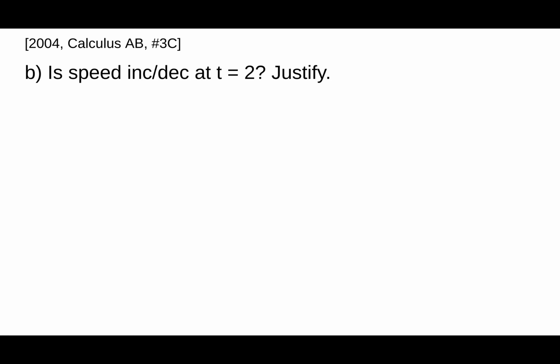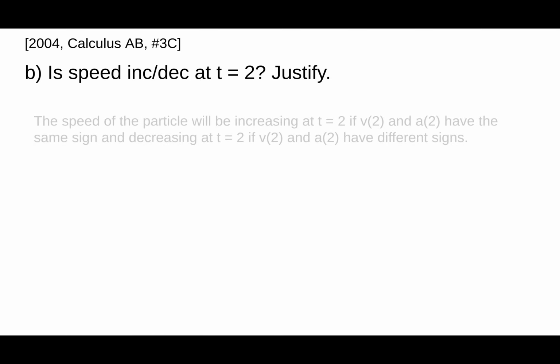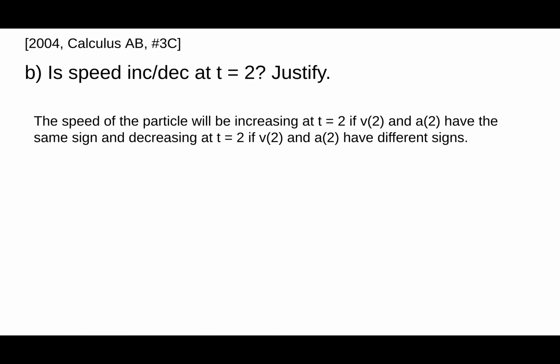In part B, we are asked if the speed of the particle is increasing or decreasing at time t equals 2, and to provide a justification. So the speed of the particle will be increasing at t equals 2 if the velocity and the acceleration at t equals 2 both have the same sign, and the speed will be decreasing at t equals 2 if the velocity and acceleration have different signs. So we just found the acceleration at time t equals 2. Now we need to find the velocity of the particle at time t equals 2 and then just compare the signs.